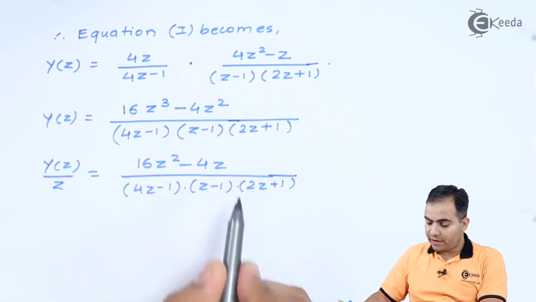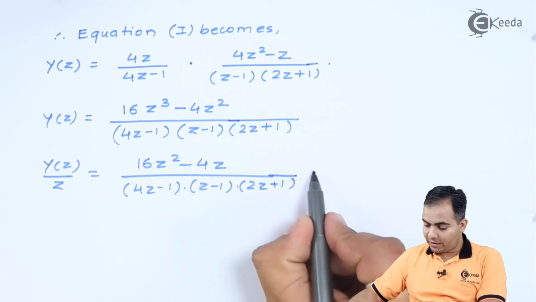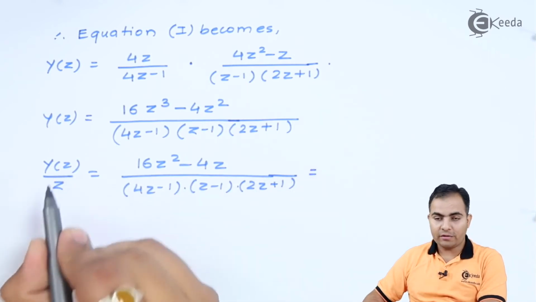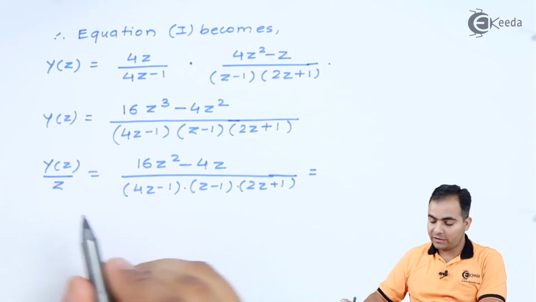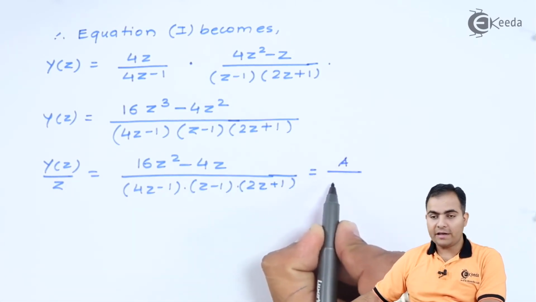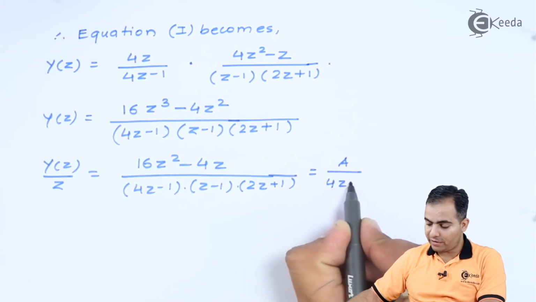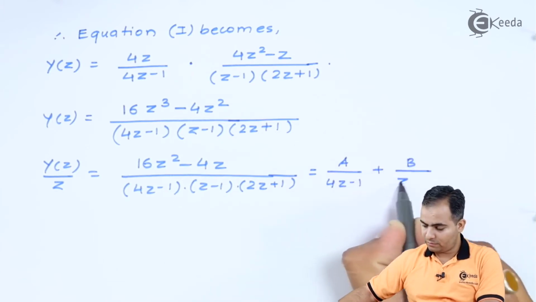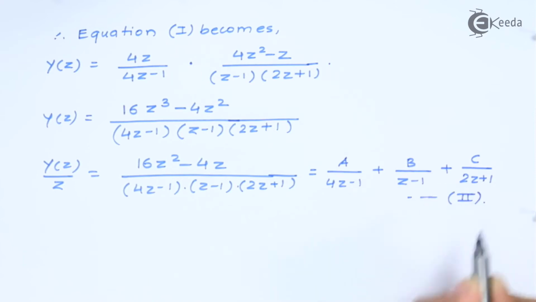Now here we have three factors, so I can use the partial fraction method to calculate the inverse z transform or y of n sequence. So I'll take three different constants, let's say A, B, C. So in the denominator of A we'll write 4z minus 1, and this is nothing but my equation number 2.